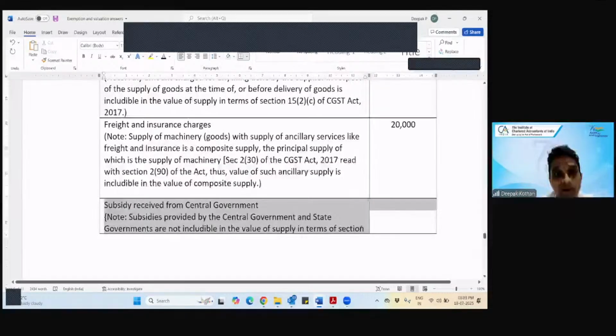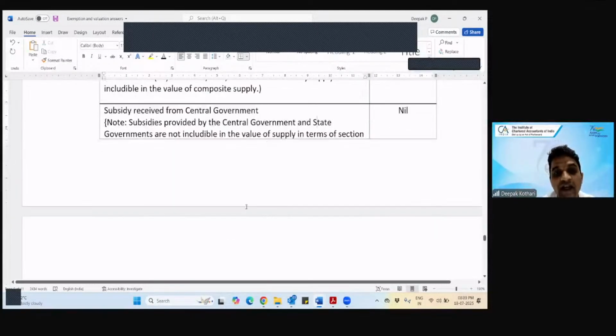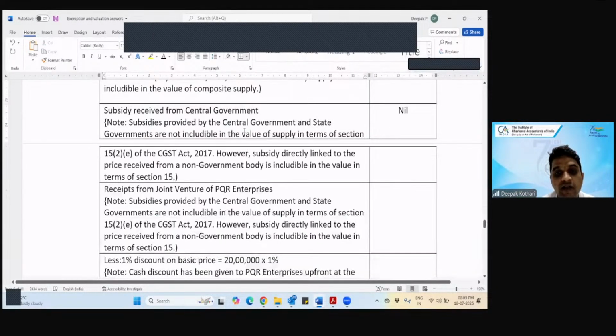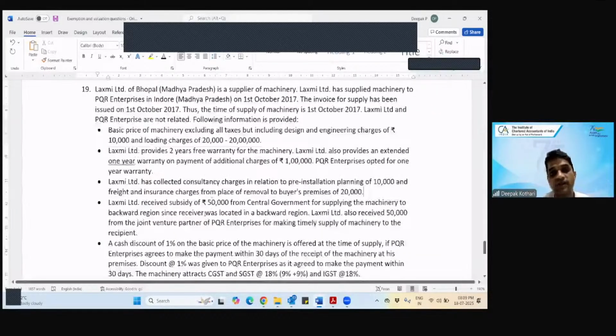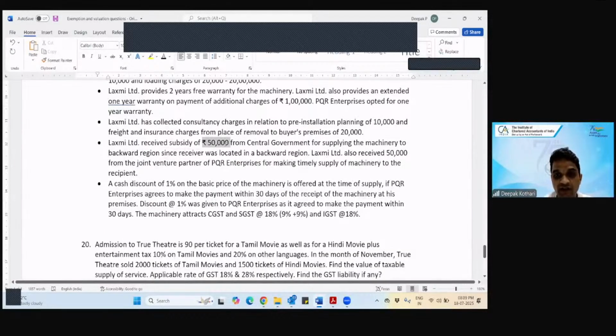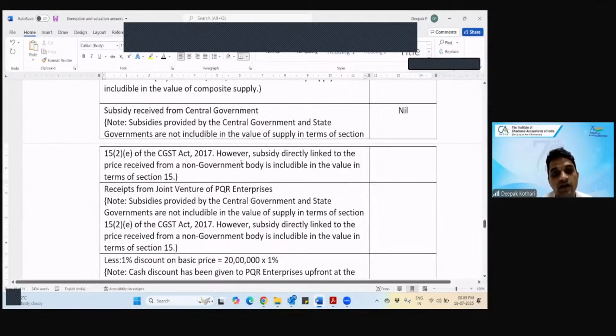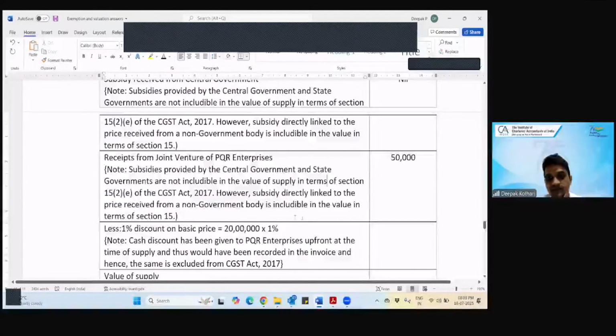Subsidy received from central government, will it be added? No, because any subsidies provided by the central government and state governments are not includable in the value in terms of section 15(2)(e). However, subsidy which is directly linked to the price received from a non-government enterprise is to be included. So they have received two subsidies. One subsidy is from the central government for 50,000 rupees, and another subsidy of 50,000 from PQR enterprises. From government we will not add, but from this joint venture we will add it.